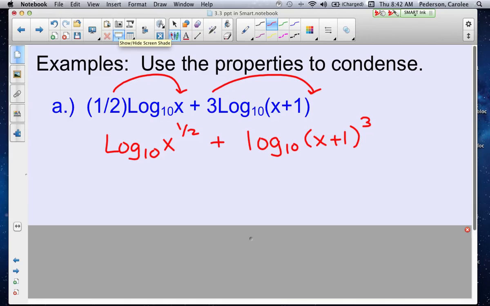What else can I do? Multiply. I can combine them together.